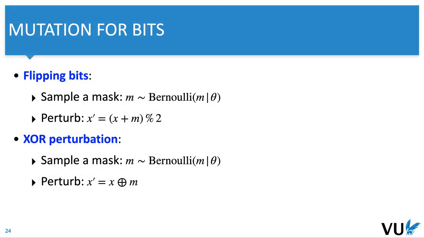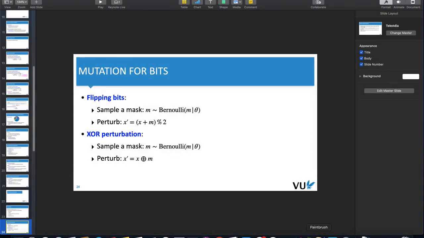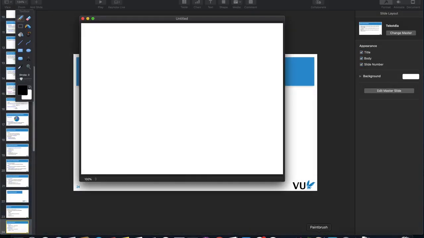Another possible perturbation is XOR perturbation. So we again sample a binary mask, and we just apply the logic operator XOR. Maybe again, let's take a look at how it works. So we have x: 0, 1, 0, 1, and the XOR operator.